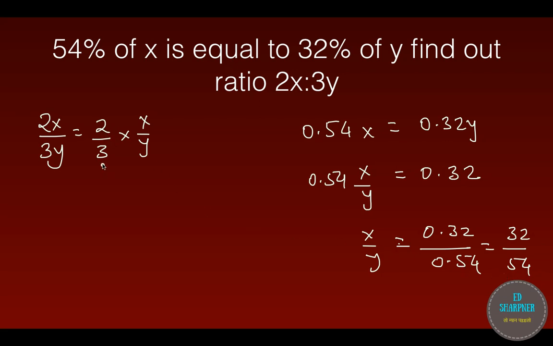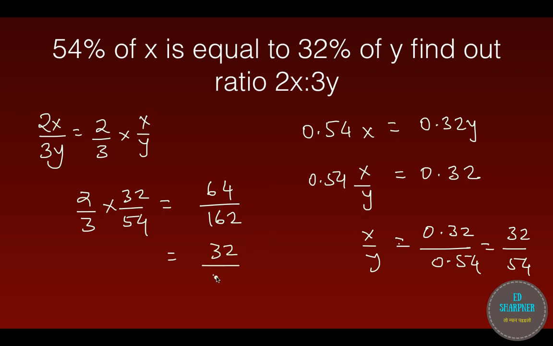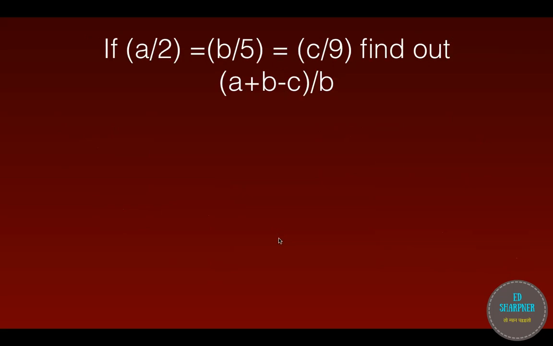I need 2x over 3y, so I can write 2 over 3 times 32 over 54, and that gives me 64 divided by 162. You can simply divide by 2 on both sides and you'll get 32 divided by 81, and that's the required ratio of 2x is to 3y. I hope you understand this problem as well. Let us move ahead and see the last problem.